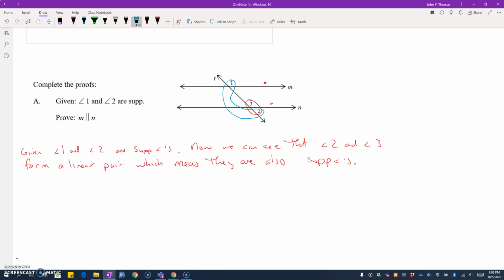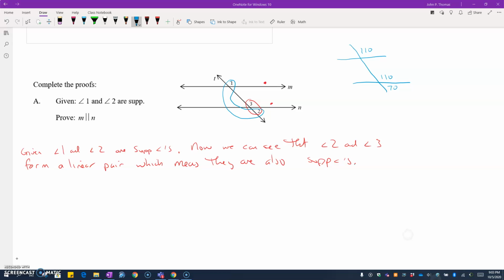Now, since angle 1 is supplementary to angle 2 and angle 3 is supplementary to angle 2, we can actually draw a conclusion about angles 1 and 3. So if we think about, for example, if angle 1 was 110, and we knew that it was supplemental to angle 2, that would force my hand that angle 2 was 70. But angle 2 being 70 would force my hand that we'd have 110 right there because it forms a linear pair.